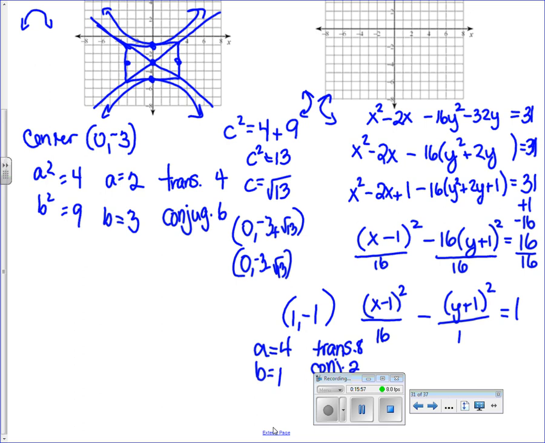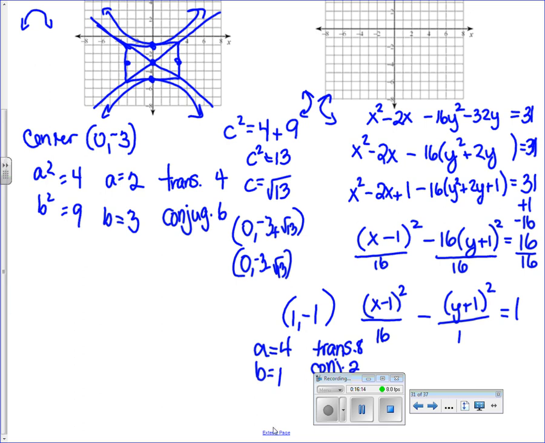Now notice though the 4, the a value is under the x. So that tells me from once I put my center point in, we're going to go, again, left and right 4. And the b value is under the y, so that tells me I'm going to go up 1 and down 1.